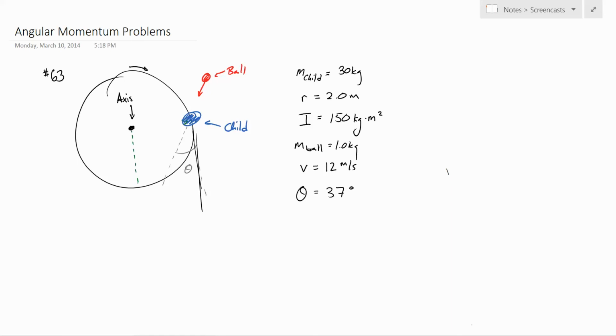Okay, let's take a look at some problems from Chapter 11 to help us talk about conservation of angular momentum. This is problem 63 in the book. It has a ball being tossed at a child who is on a merry-go-round.